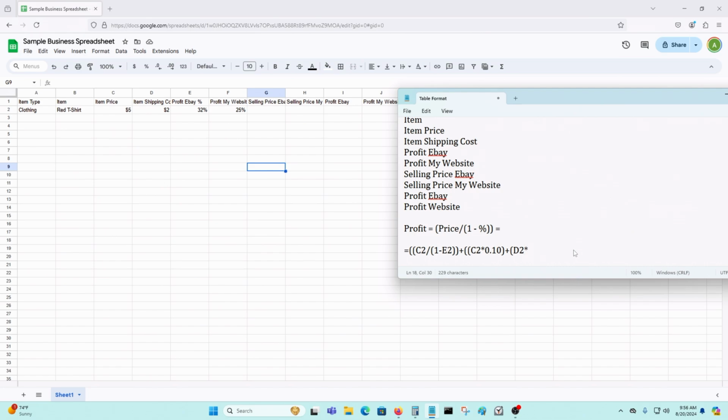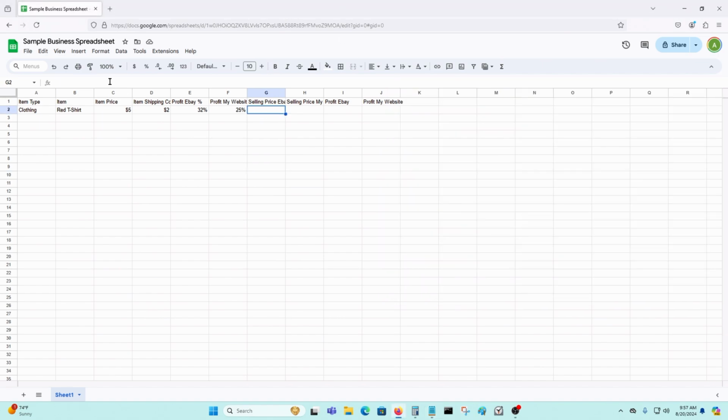times 1 point. eBay charges about 12.5 to 15%. I want to get at least 15% for the shipping, right? Let's see if that works. Okay, good. Does work. So $10 is the selling price on eBay for that $5 shirt.